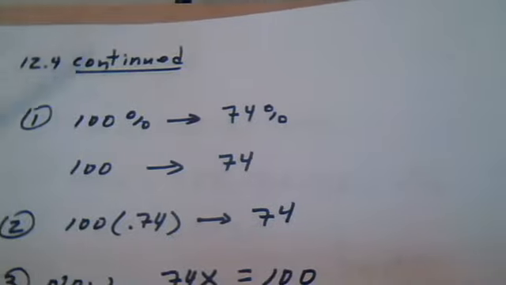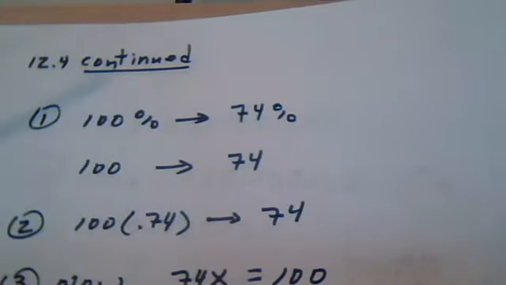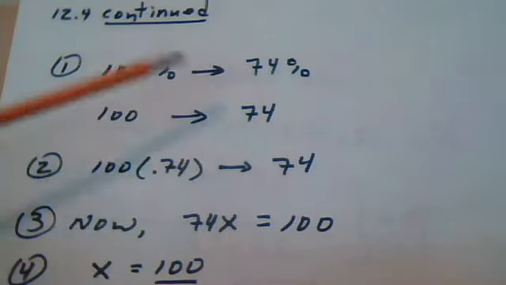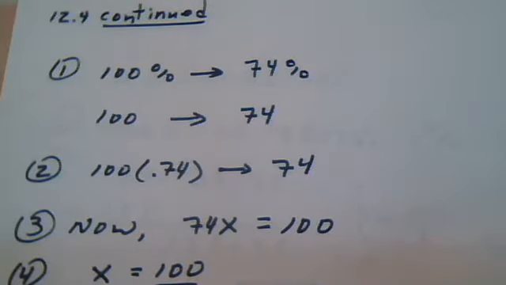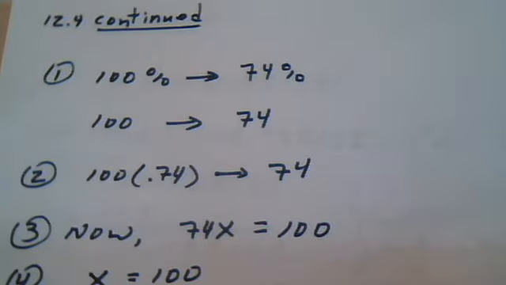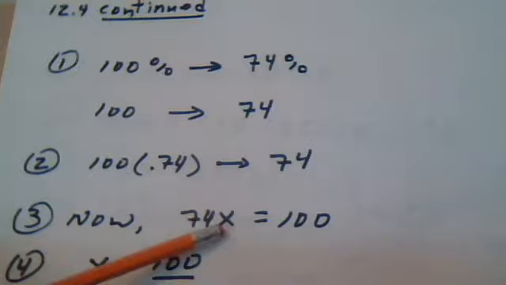But how did the 100 become a 74? We had to multiply it times 0.74. So the 100 became a 74 by multiplying it times 0.74. Now we need to go from the 74 back to the 100, so we think the same. What would I have to multiply the 74 times to get the 100?